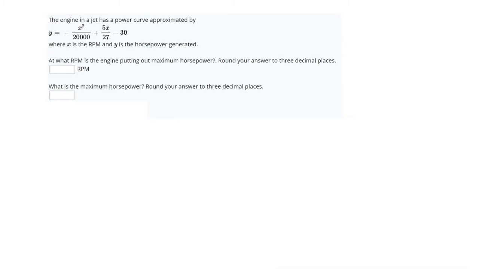Okay, so we're on problem 18 here, the last problem in this section. Notice I can rewrite this function as follows. I can rewrite this as y equals negative 1 over 20,000 times x squared, pulling the x squared to the right of the term, plus 5 over 27 times x, pulling the x to the right of the term, minus 30.